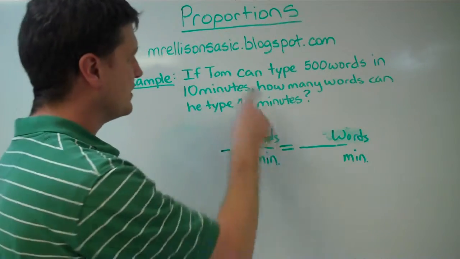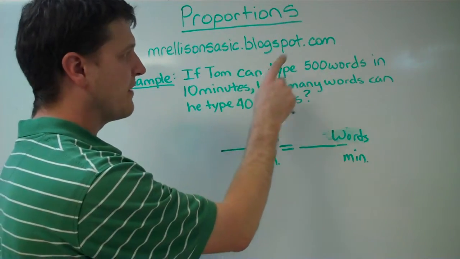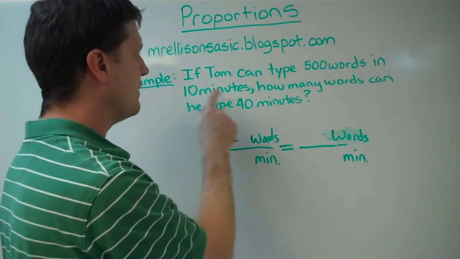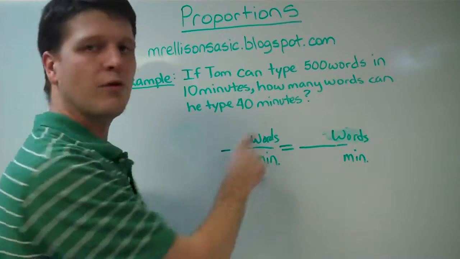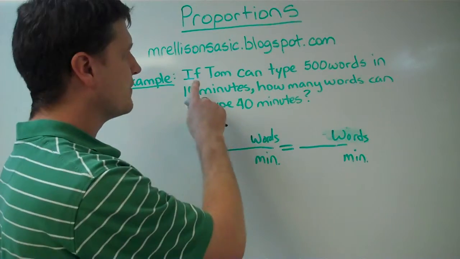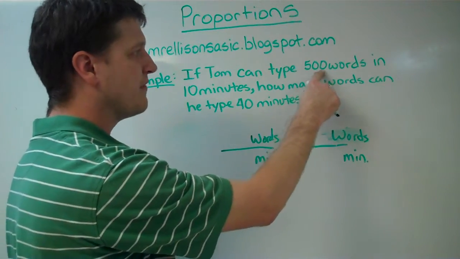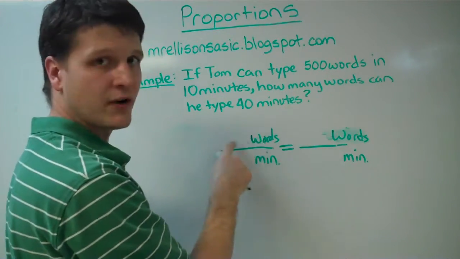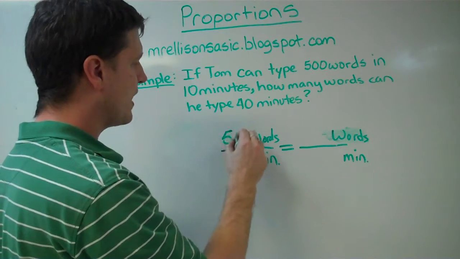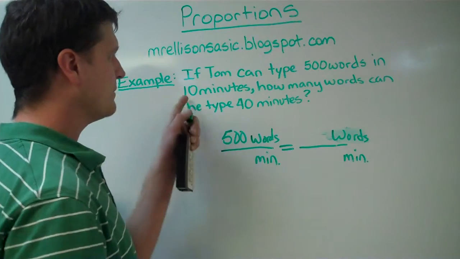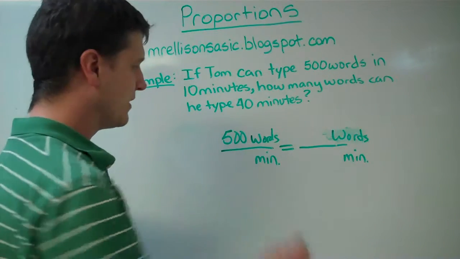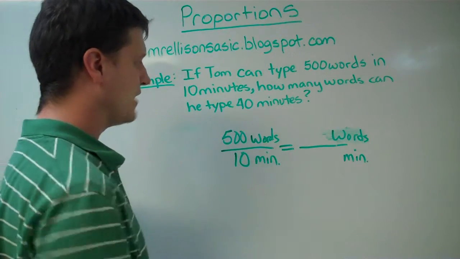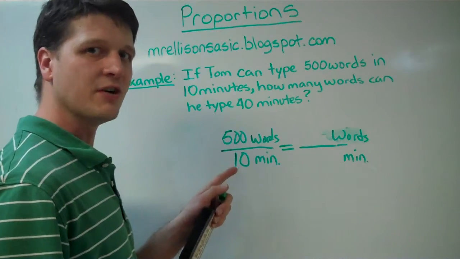Now, it says, if Tom can type 500 words in 10 minutes, how many words can he type in 40 minutes? Okay, now the first number we have is 500. So 500 goes right here next to words. 500. And we know he types them in 10 minutes. Our minutes are the second part of that ratio. It's a 500 to 10 ratio.